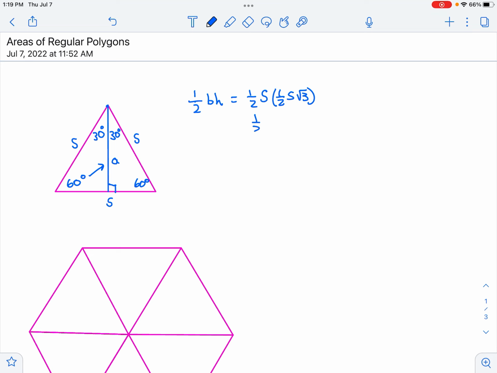So 1/2 base times height, there's what we have. If you look at that, that's going to be 1/4 square root of 3 S squared. And using this, that's another way we can find the area of an equilateral triangle. Maybe we don't know the altitude, but anyway, that's another formula.